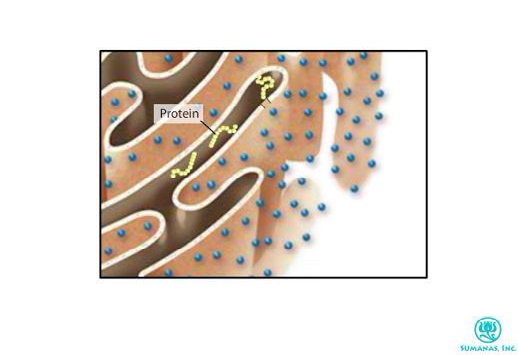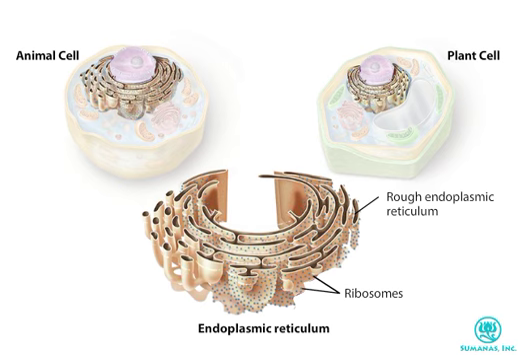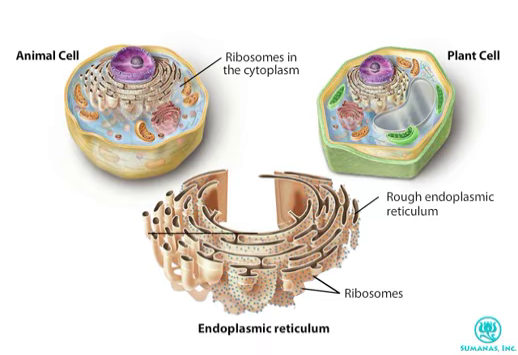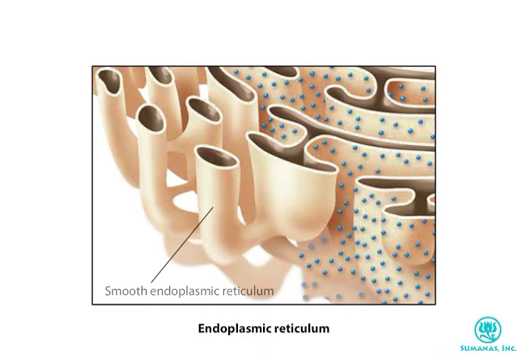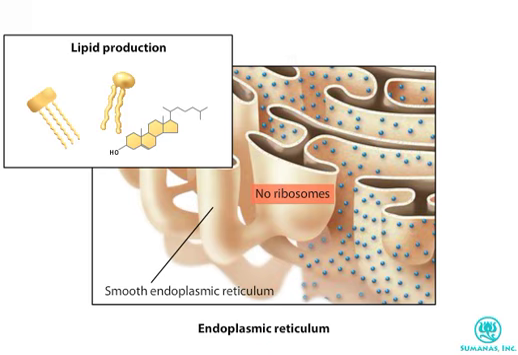In addition to having ribosomes on the endoplasmic reticulum, eukaryotic cells also have ribosomes in the cytoplasm. The rough ER is contiguous with the smooth ER, which lacks ribosomes on its surface. The smooth ER is the site of lipid production.